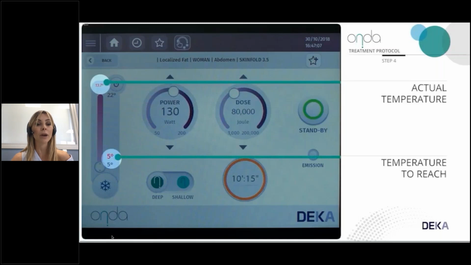The power is the strength that I put in place to push down my microwaves inside of the tissue. The dose is the energy that I want to deliver. The power is an energy on time. So if I increase the power, I will decrease the time. If I increase the dose, I will increase the time. So it's a balance between the power and the dose that will give me the time.